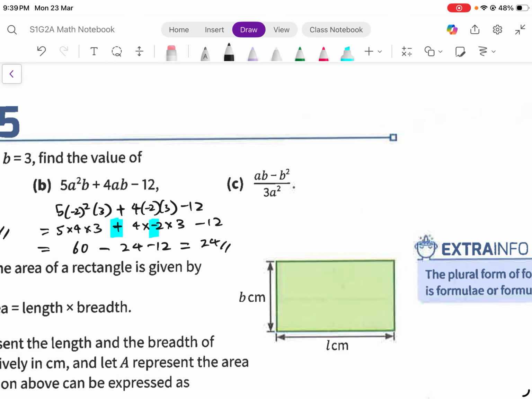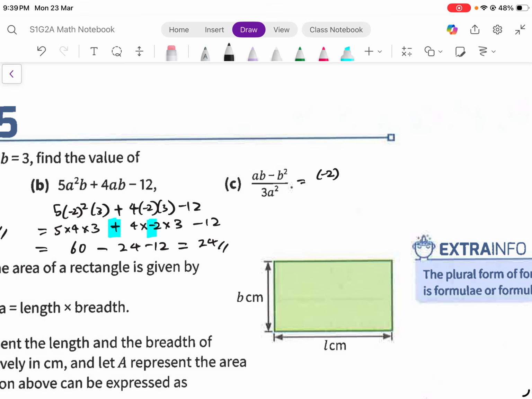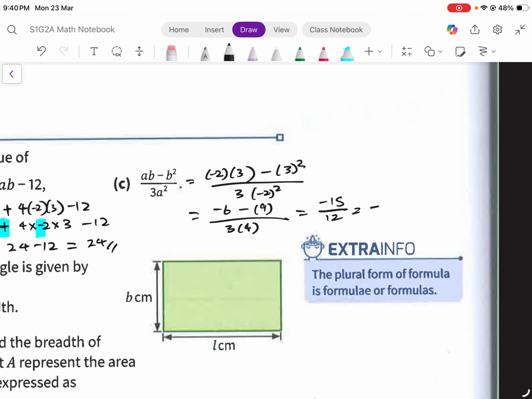Okay. Then this one would be minus 2, 3. Alright, minus 3 squared over 3 minus 2 squared. Okay, so you can remember your square, what does it mean? This one will be minus 6 minus 9. This is 3 times 4. Okay, so minus 6 minus 9 is minus 15 over 12. You will get minus 5 over 4, right, or minus 1 and 1/4.